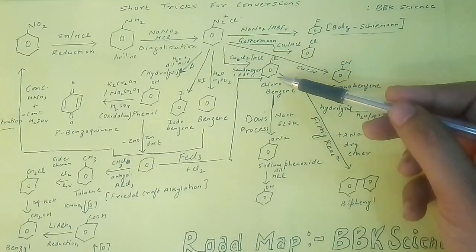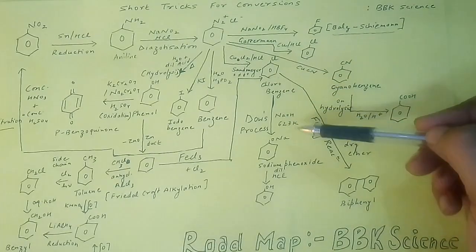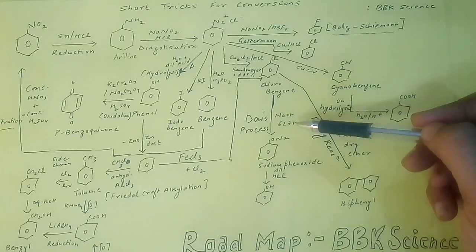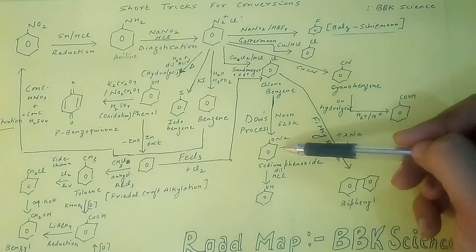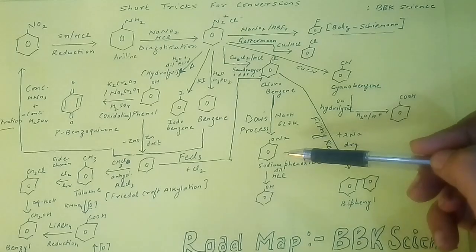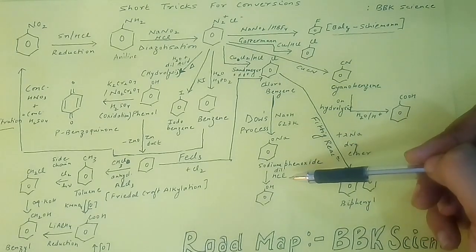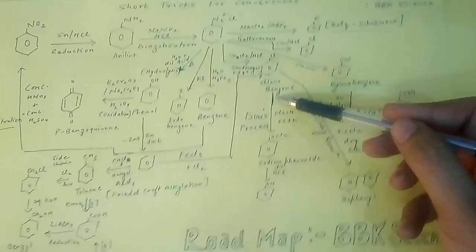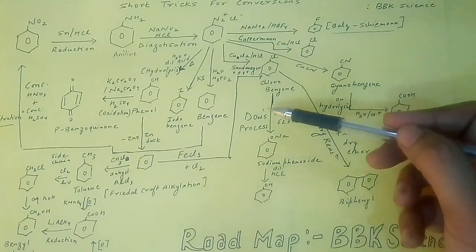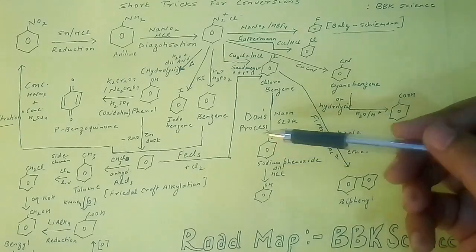On reaction of chlorobenzene with NaOH at a temperature of 623 Kelvin, what we'll get is sodium phenoxide, a very important intermediate or very important product. And from this sodium phenoxide, on reacting it with the dilute HCl, what we'll get is phenol. This entire process is known as Dow's process, very important name reaction.